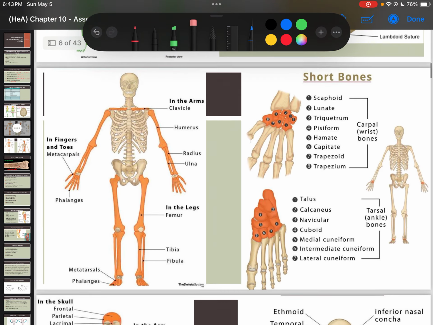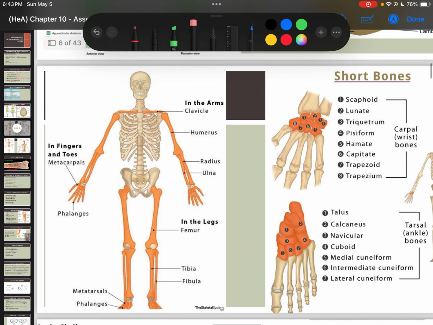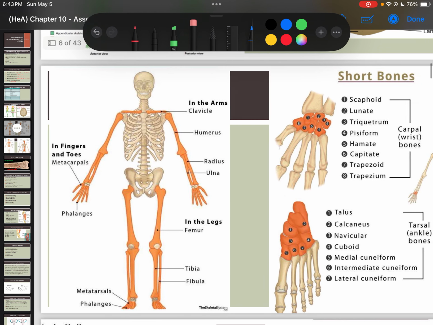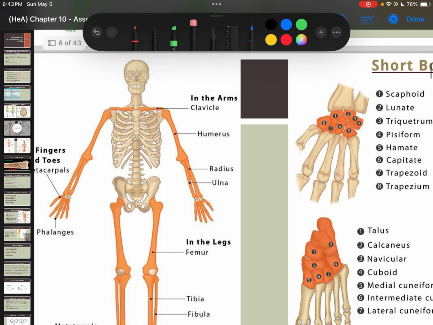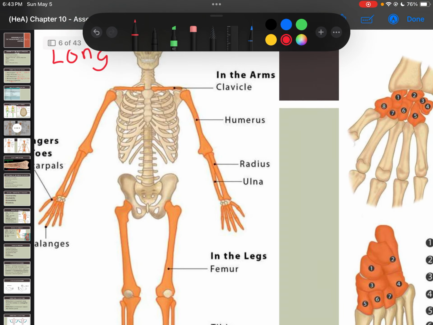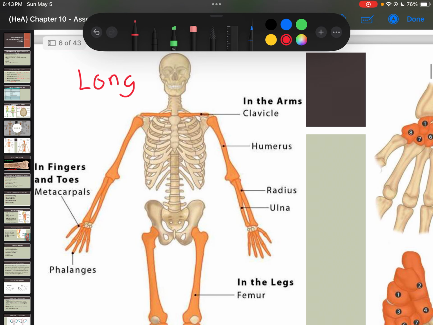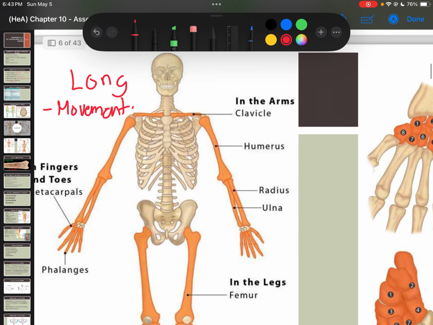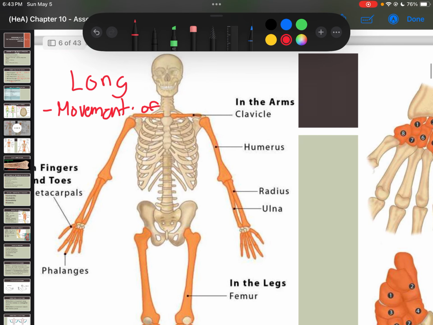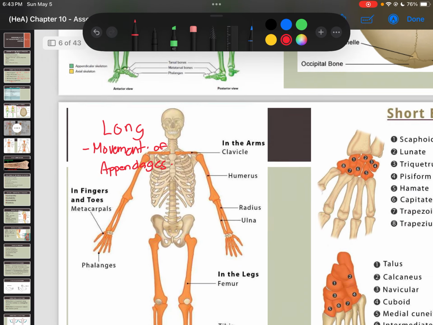So, aside from that, we have a few more classifications of our bones. We have our long bones, the ones in orange. These are usually used for movement. Their main function is movement, specifically of appendages. When we say appendages, we mean our arms and legs.